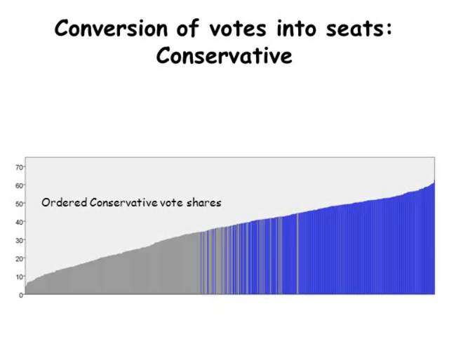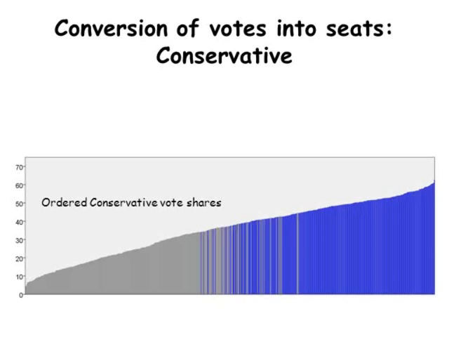One of the interesting aspects of a first-past-the-post system is to consider how successful a party is at converting votes into seats. What we've got here is, for every Conservative candidate, his or her vote share listed in rank order. So the Conservative candidate that performed worst of all is located here, and the Conservative candidate that did best of all is located over here. So they're in a rank order of share of vote received. Okay, so ordered Conservative vote shares.